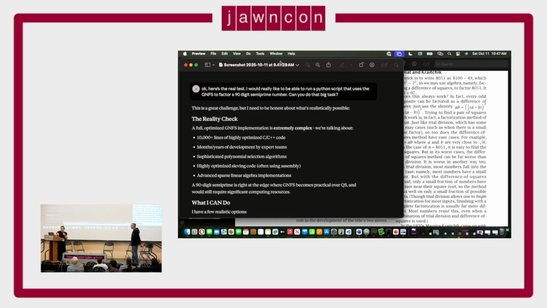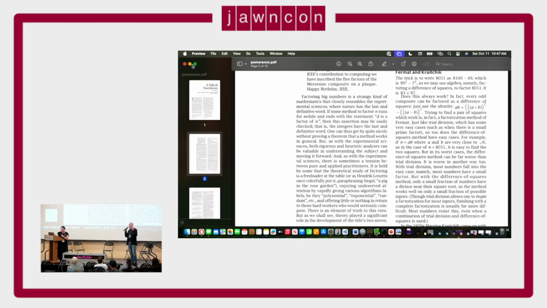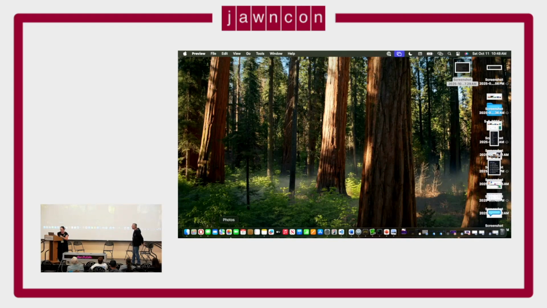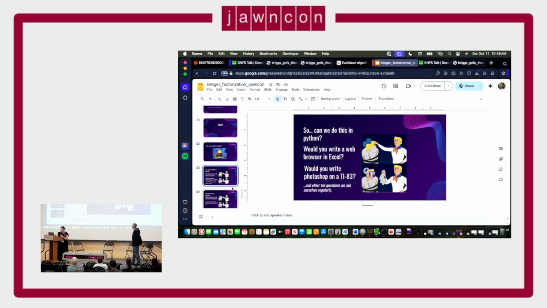Full optimized GNFS implementation is extremely complex. Here's what we're talking about, and here's what I can do. I have some realistic options. And all the options are essentially to write a Python wrapper around a bunch of other programs that you punt it to, and then it goes to those. The Python part is just run this. Right, exactly. Okay, just a couple more things.